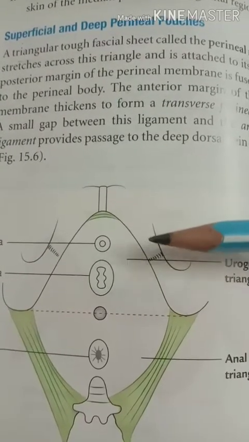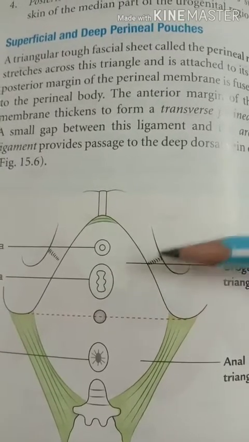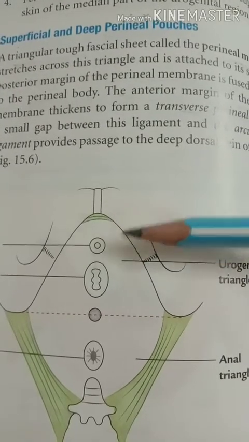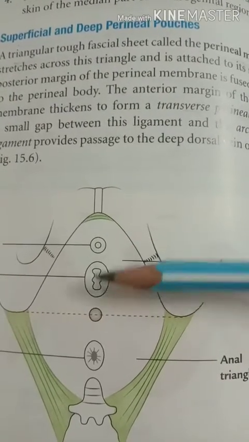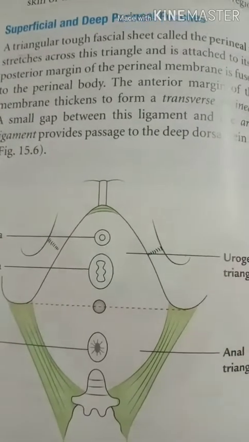The urogenital triangle contains the penis and the scrotum in the male, and in the female the external genitalia and the orifices of the urethra and the vagina. Here you can see the urethra and the vagina in the female.